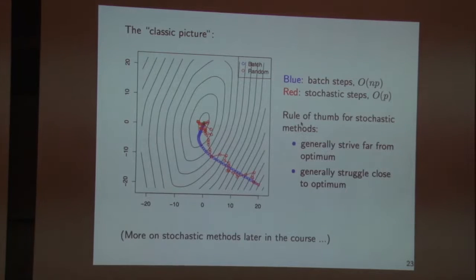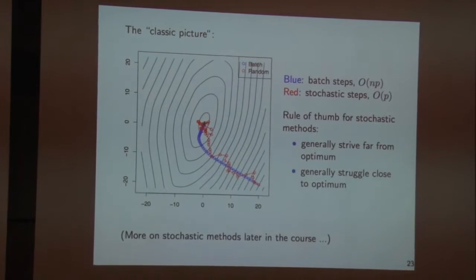So the rule of thumb for stochastic methods in general is that they thrive far away from the optimum, so they make a lot more progress than batch methods away from the optimum, but they struggle when you're close to optimality. They don't converge to high accuracy. It's just something to remember when you're looking at a very large problem that you're trying to optimize. And we'll talk about this in a little more detail next time.